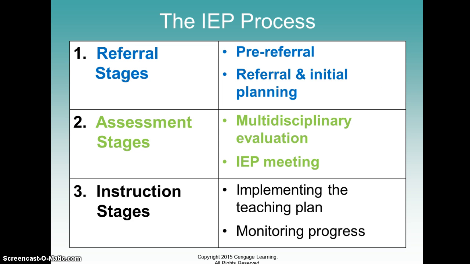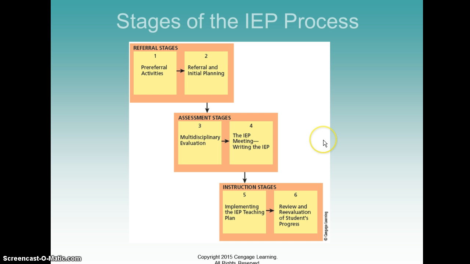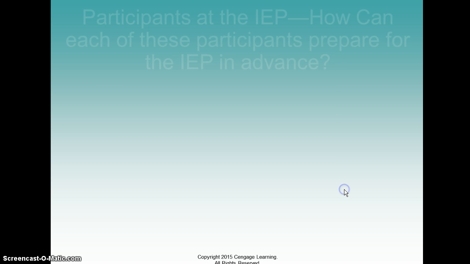If the child is declared eligible, then we have an IEP meeting. And then in the instruction stages, what we're going to do is implement the plan that was written in the IEP meeting and then monitor the progress. So in the referral stages, we're going to do pre-referral and referral. And then the assessment, we're going to do multidisciplinary evaluation in the IEP meeting. And then in the instruction stages, we're going to write the IEP, and then we will review yearly the child's progress.